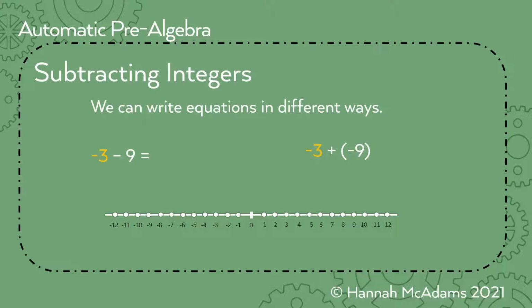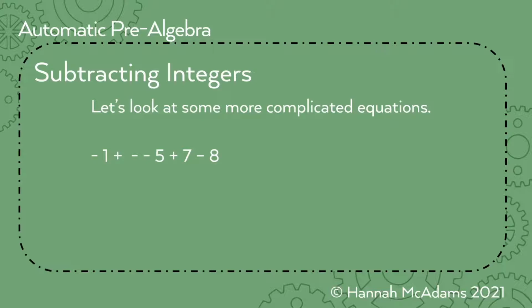Okay, and it does the same thing. Start at negative 3, and there we go, and the answer is negative 12. Okay? All right, now let's look at some more complicated equations.